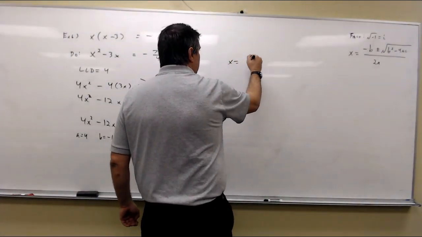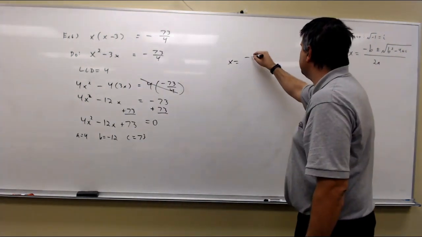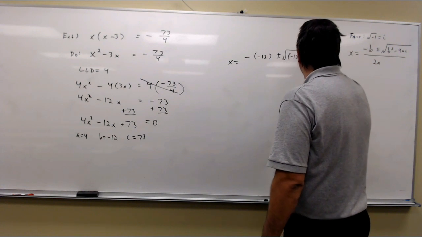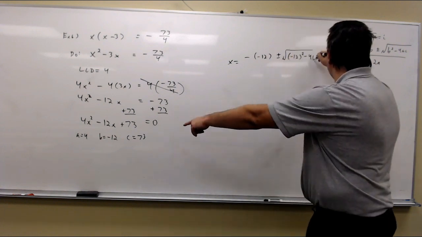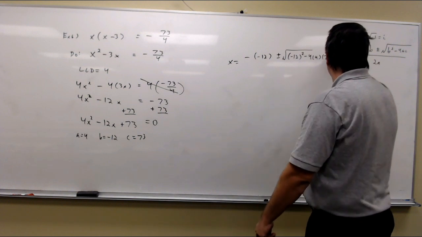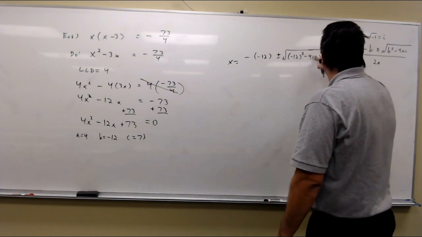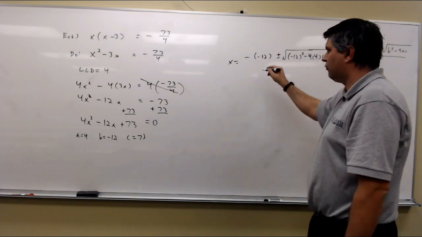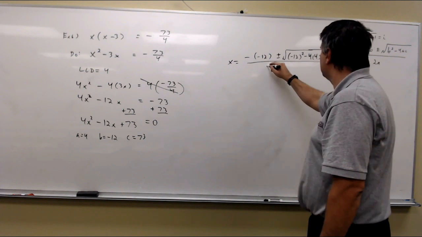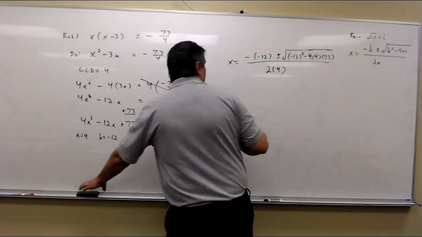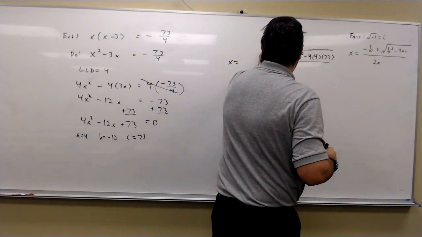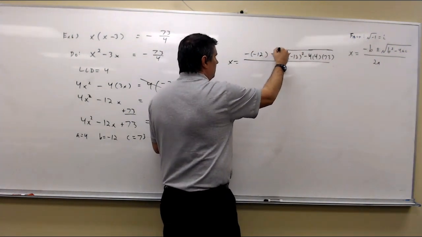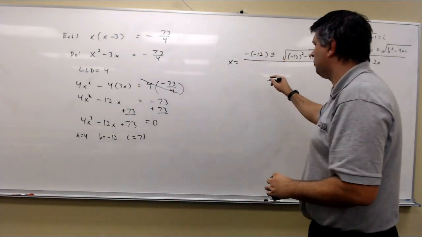So x equals, per the quadratic formula, negative 12 plus or minus the square root of negative 12 squared minus 4 times 4 times 73, over 2 times 4. Okay? That's an ugly looking line. I'm going to try this again. Negative 12 over 2 times 4.